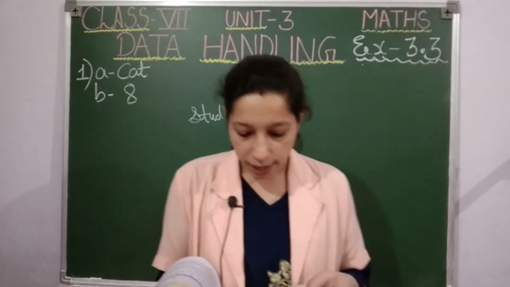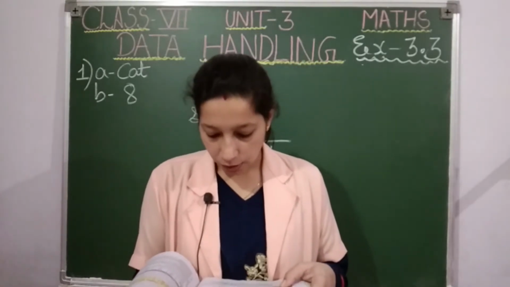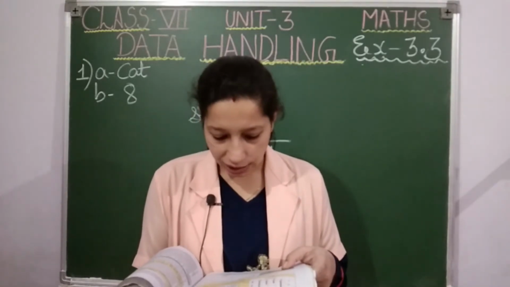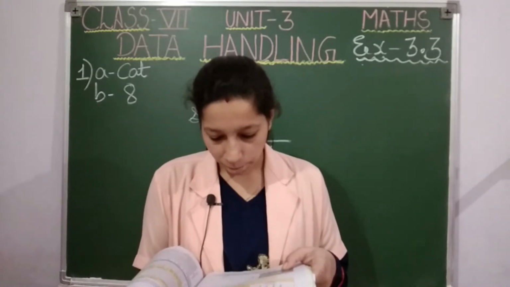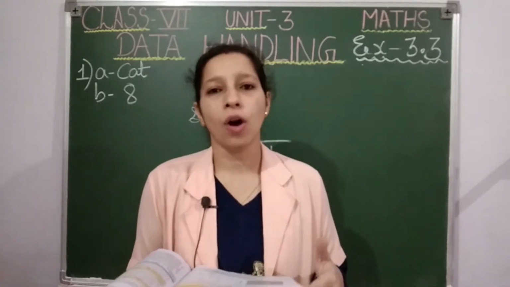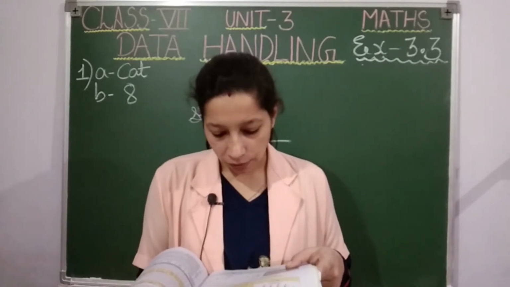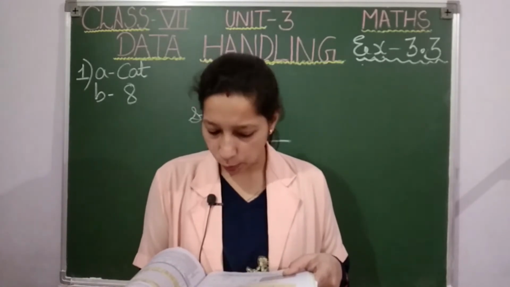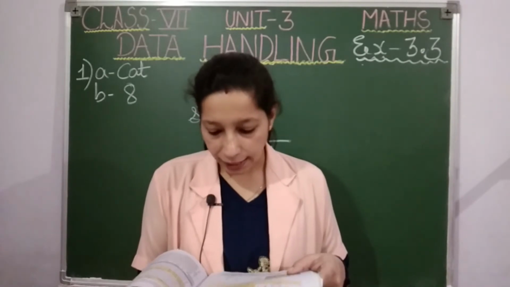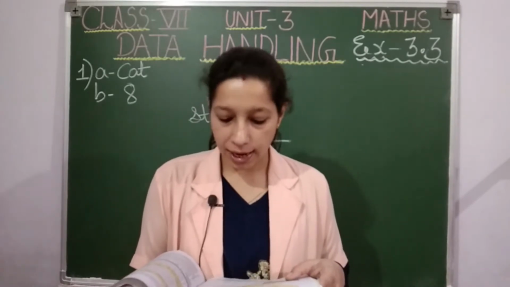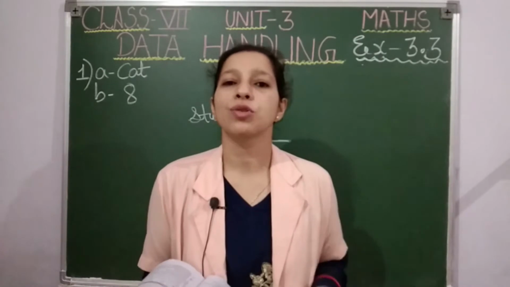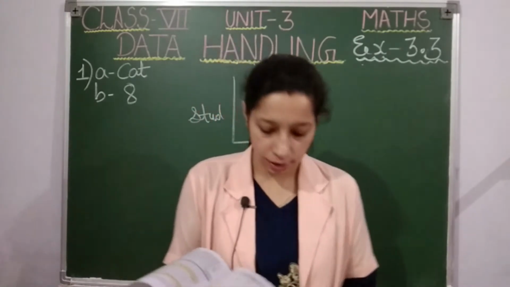Then for 1991, you can see the graph is near about 300. So either you can take 280 or 290. Then for 1992 we can take it as 225, 230. For 1993 it is accurately near 600. So like this, first you have to read the graph. Now you can answer the question, students.